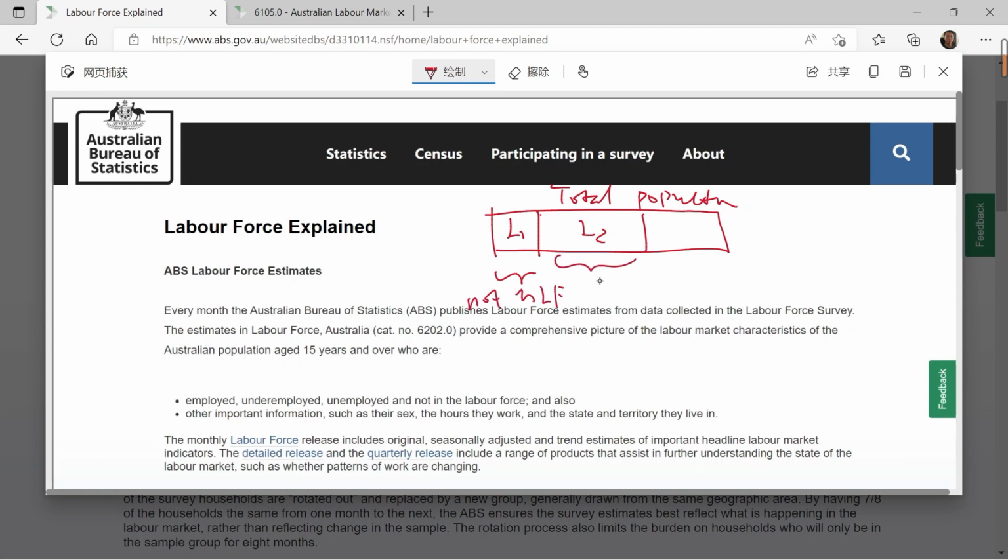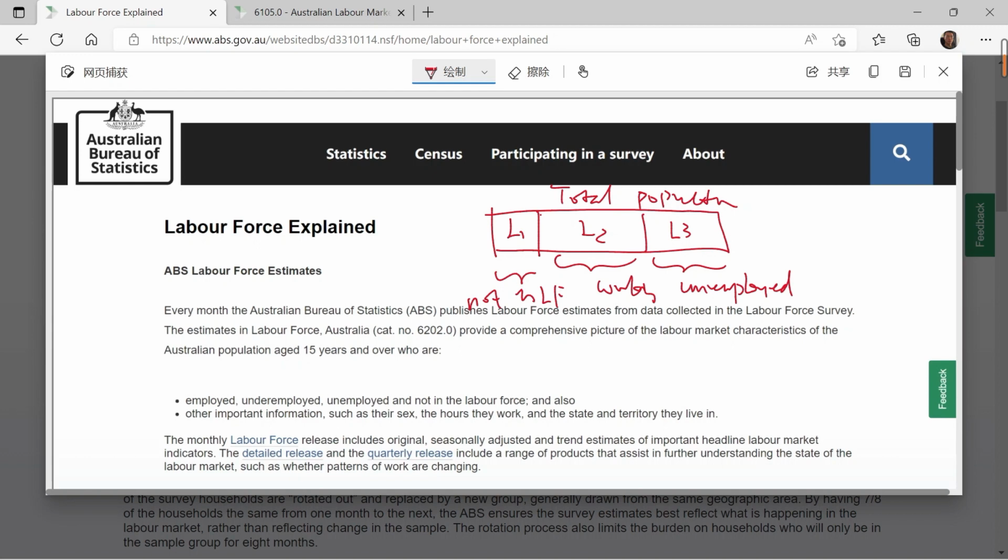And these are working. The L3 people who are unemployed, which means they currently do not have a job but are looking for a job.